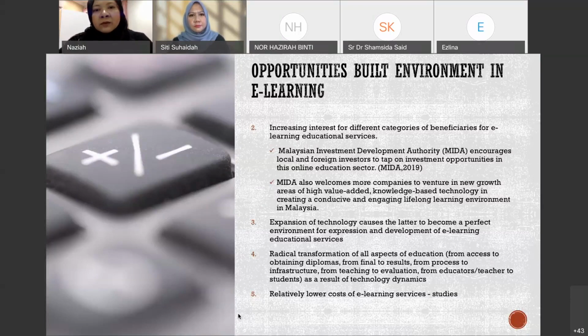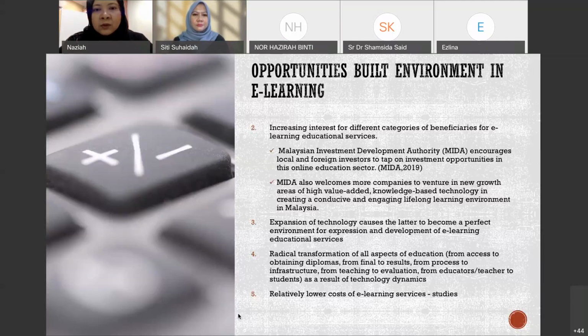educators. So the third is the expansion of technology, which causes the latter to become a perfect environment for expansion and development of e-learning educational services, especially to the private sectors. Fourthly, radical transformation of all aspects of education from access.